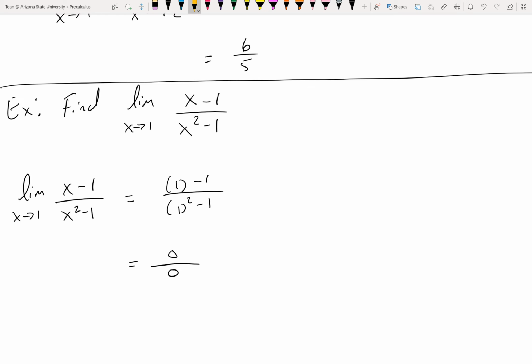If you got like 2 divided by 0 or 5 divided by 0, then yeah, you can't do that. But when you get 0 divided by 0, this is, let me go ahead and do this here, 0 divided by 0 is called indeterminate form. Literally, we cannot determine that value. It could exist, it could not exist. We don't know.